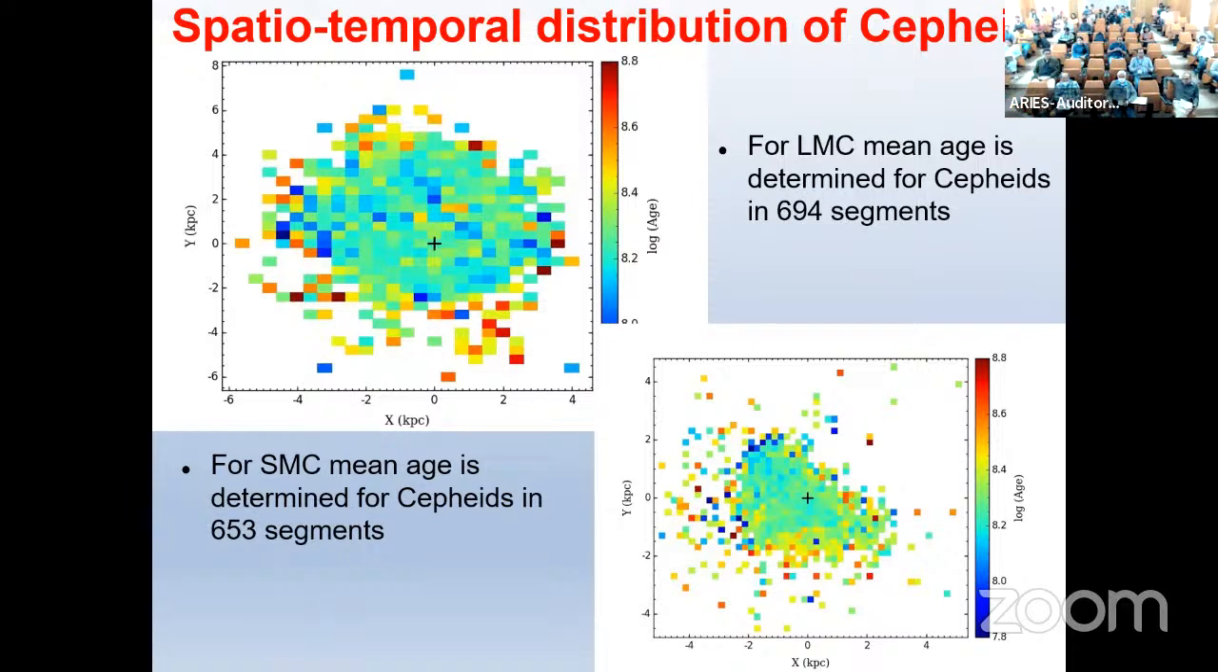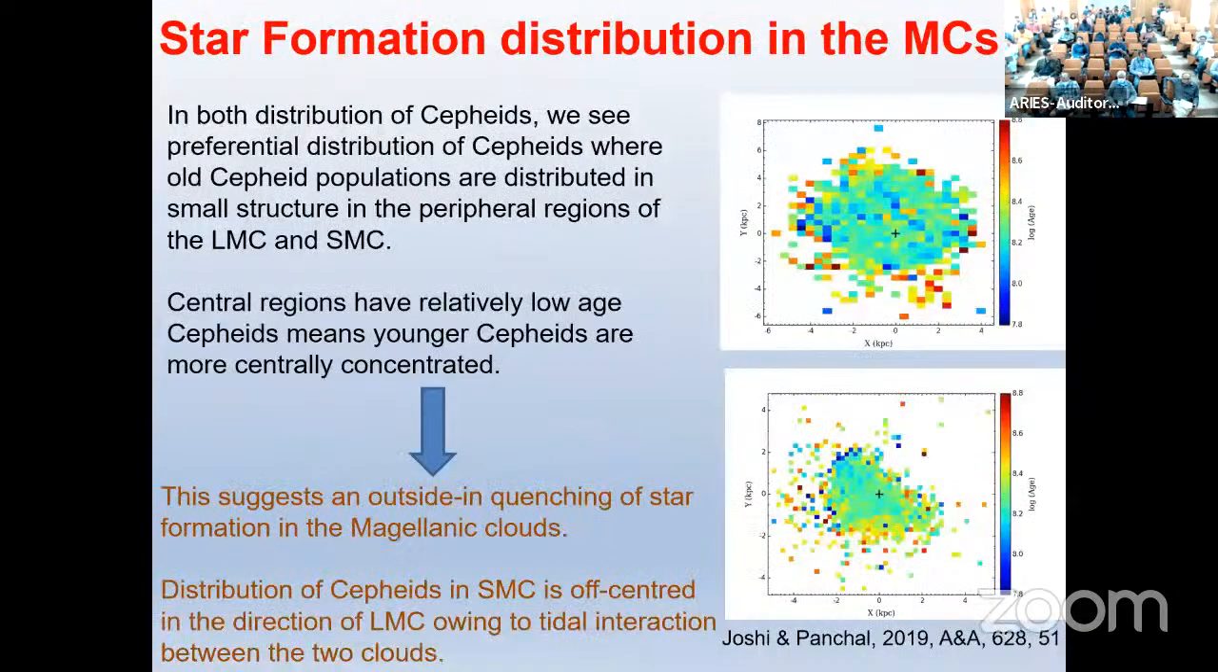So we conclude that star formation is taking place as outward-in quenching, where the formation is going on in the peripheral region and then moves inside. That's why we have the young Cepheid formation in the center part of the galaxy, and it is the same in both the galaxies.